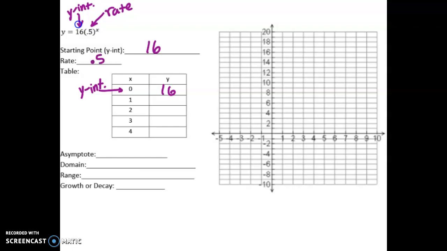Something to remember about rate: if our b value, the rate, is between 0 and 1, that means it's going to be a decay. That means it's something like 0.5 or maybe 1/3 or 1/4 if it's a fraction. Then if the b value is bigger than 1, like 2 or 3 or 4, that would be a growth. So in this case, 0.5 is less than 1, therefore we know it's going to be decaying. Our numbers are going to be getting smaller.